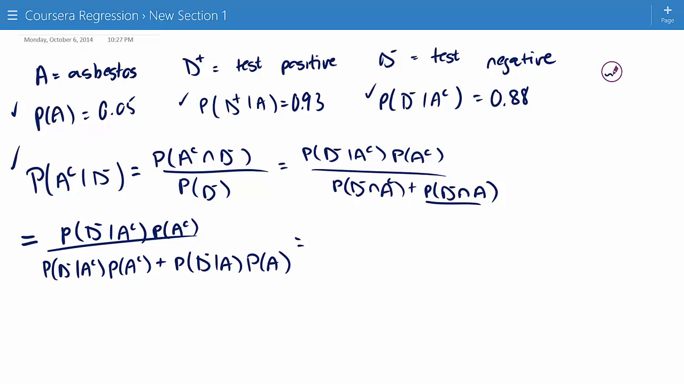So let's start plugging in our numbers. The specificity is 0.88. The probability of A is 0.05, so 1 minus that gives us the probability of A complement, so that's 0.95. Then the numerator is repeated again, so that's 0.88 times 0.95, plus the probability of a negative test given that the house has asbestos, and that's 1 minus the sensitivity.